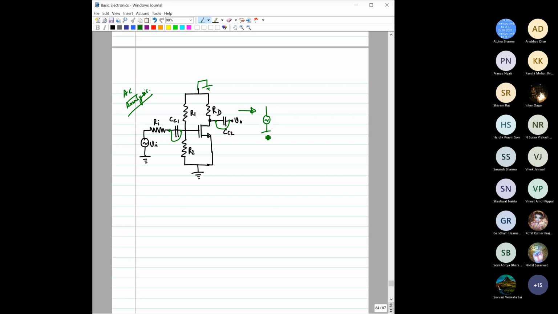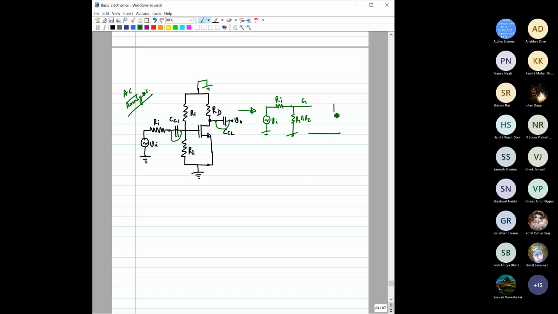We have this small signal source Vi, through which this Ri is being connected. Then you know that R1 and R2 come in parallel, because both are connected to the ground, the other terminal. And this is basically the gate terminal.